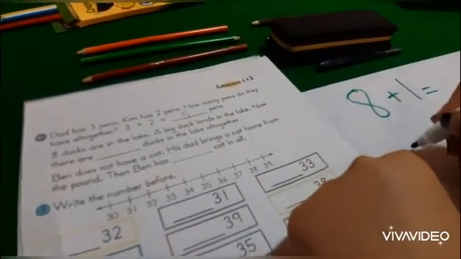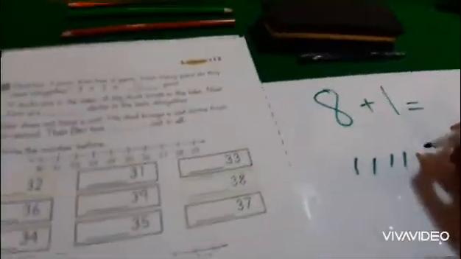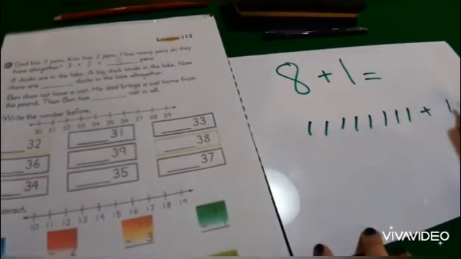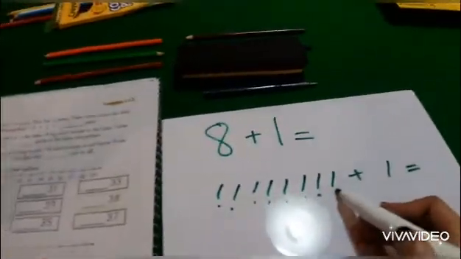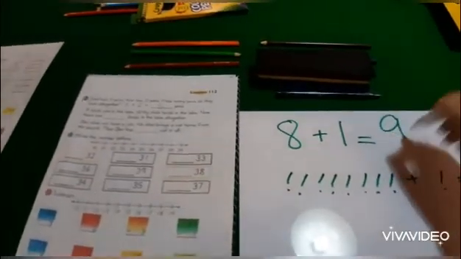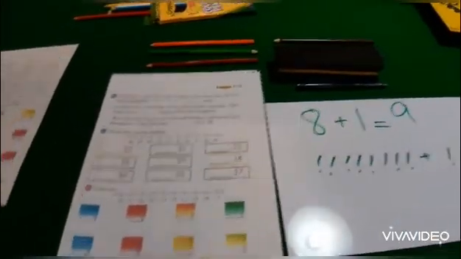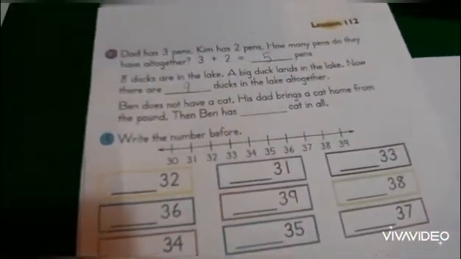There are 1, 2, 3, 4, 5, 6, 7, and 8. 8 ducks here. And how many ducks here? Only 1 duck here. 1, 2, 3, 4, 5, 6, 7, 8, 9. How many ducks are in the lake altogether? 9 ducks. So I'm going to write here 9. 9 ducks are in the lake altogether.